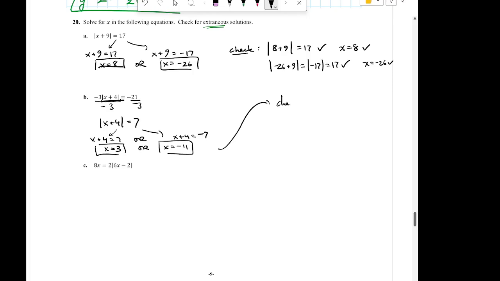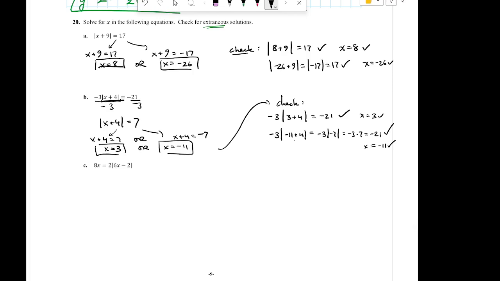But if we check them, then if we plug in 3 into the original, it's going to be 3 plus 4 there. So that's negative 3 times positive 7, which is negative 21, and that checks out. So x equals 3 works. If we check negative 11, then that's going to be negative 3 times the absolute value of negative 7, which is negative 3 times positive 7, which is negative 21. So that works. So x equals negative 11 also works. So those are both valid.